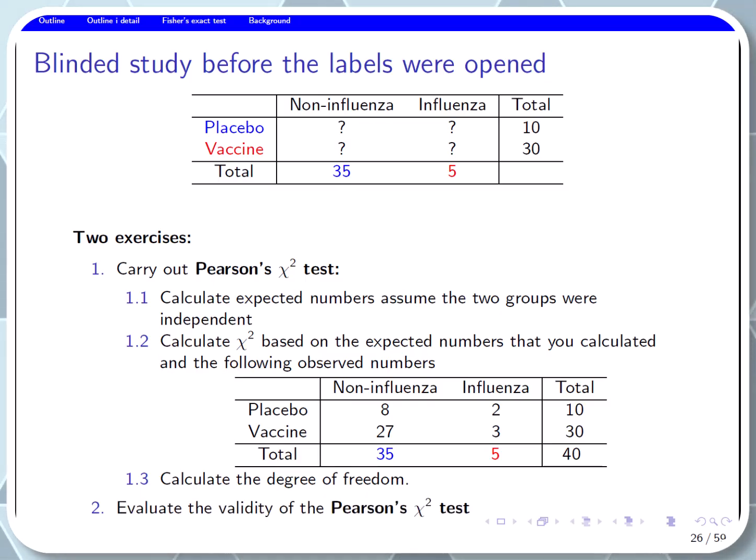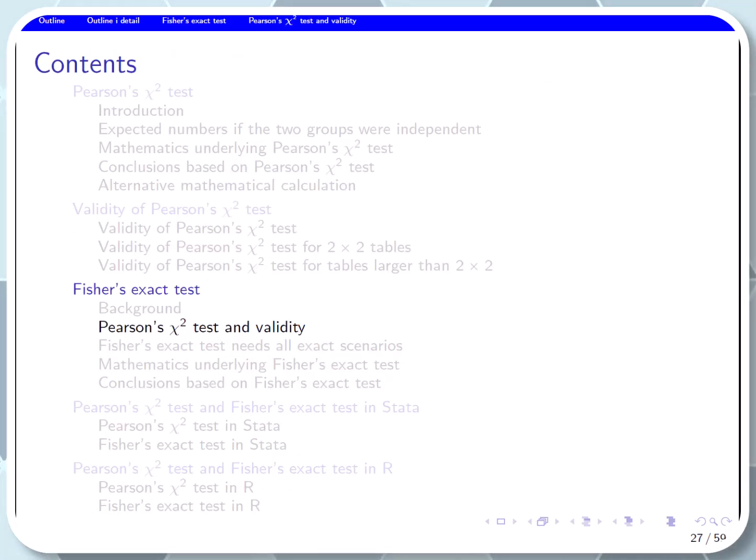Number 2, evaluate the validity of Pearson's chi-square test. If you don't know or forgot how to do the calculations, please watch the first, second, and third video about chi-square test. Now pause the video, do the above exercise. Let's continue Pearson's chi-square test and validity.